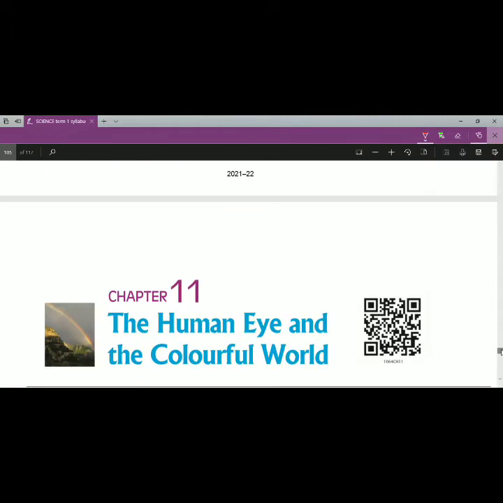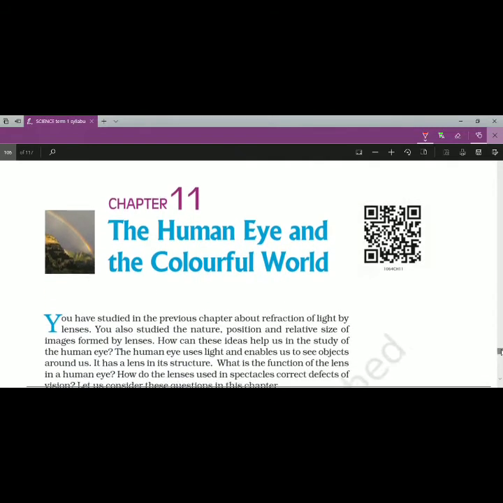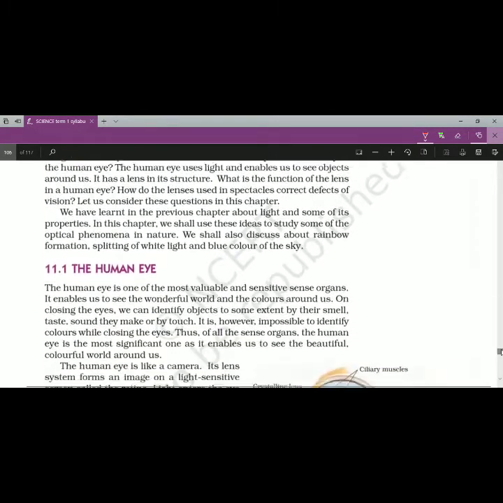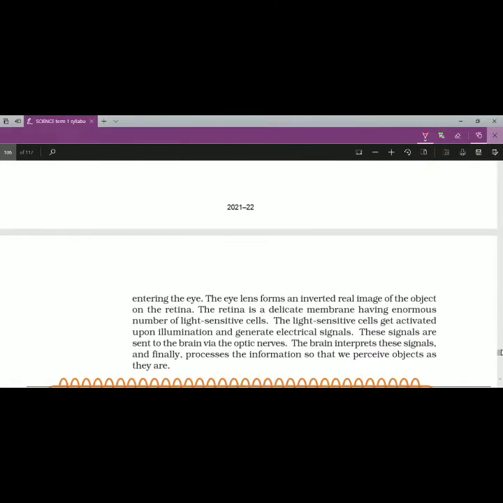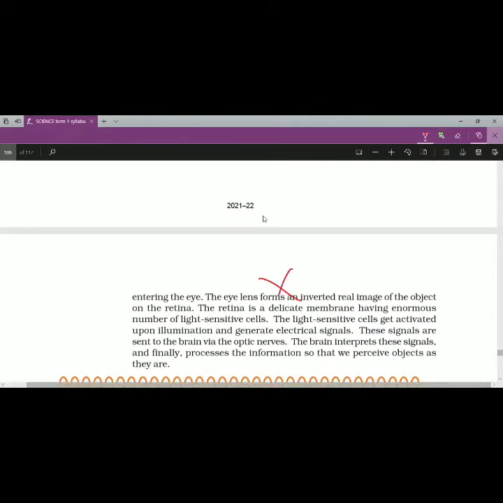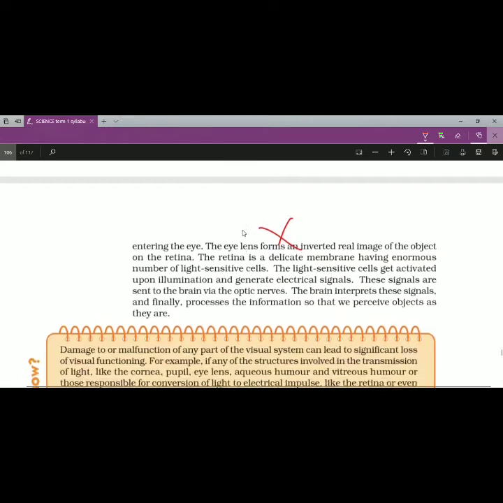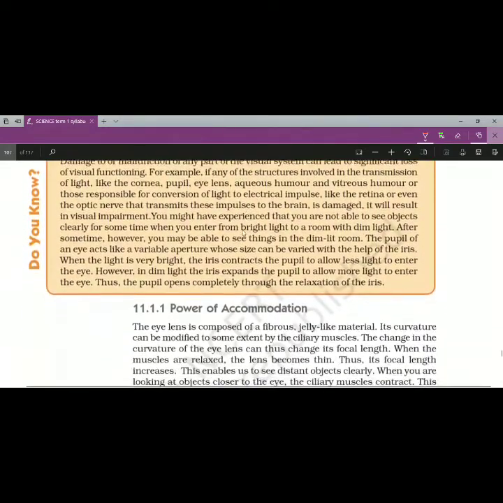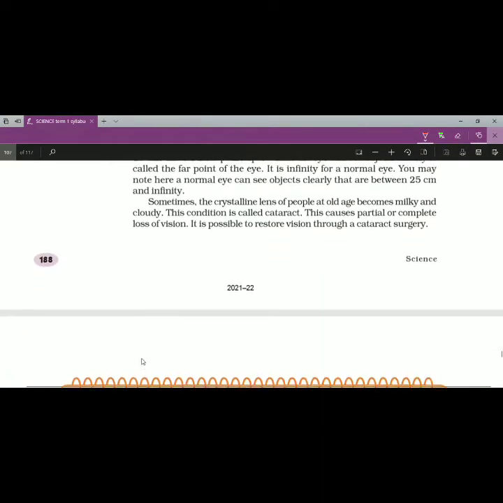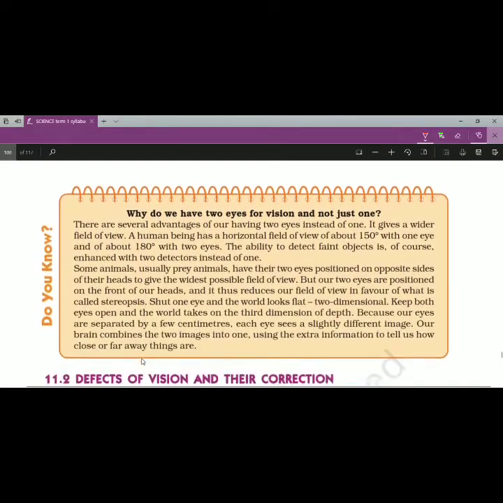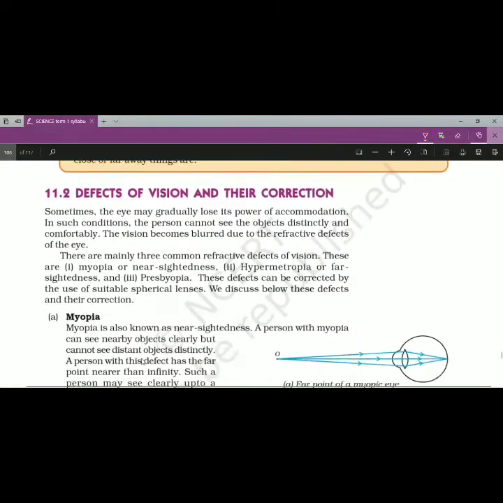The portion which is removed from this starting, I think, this portion, human eye, is not in your syllabus. Introduction part you can also skip. Not in your syllabus, this portion. Next page also you can leave. Power of accommodation also नहीं करना आपने. Then this table is not in your syllabus.